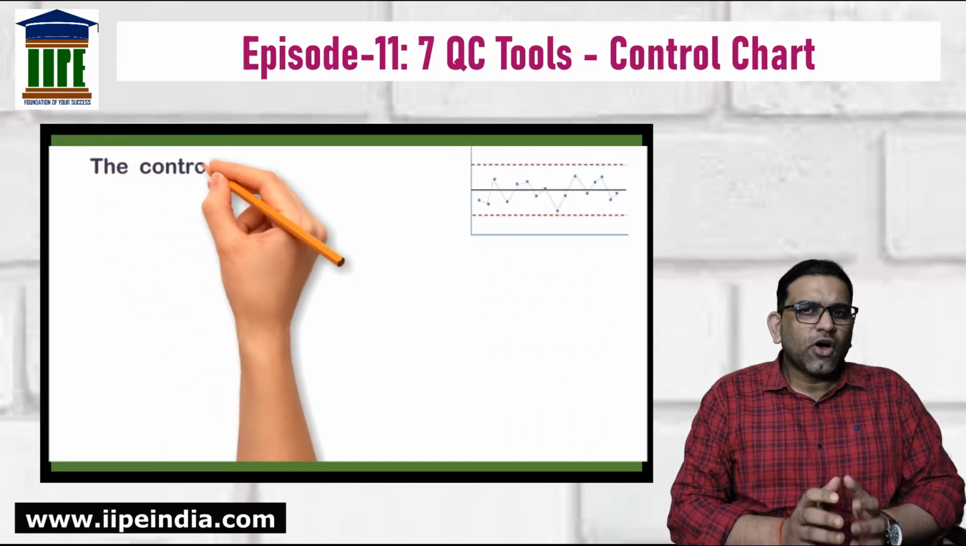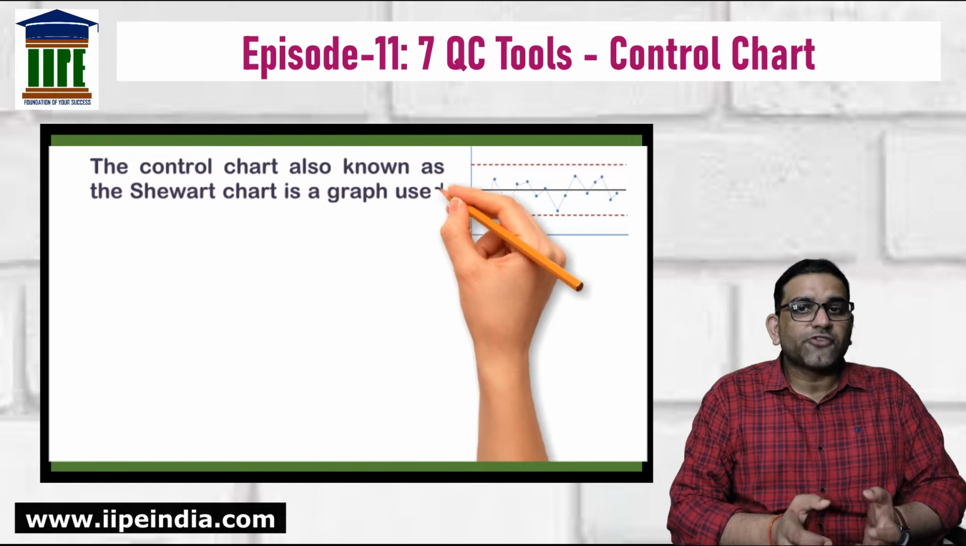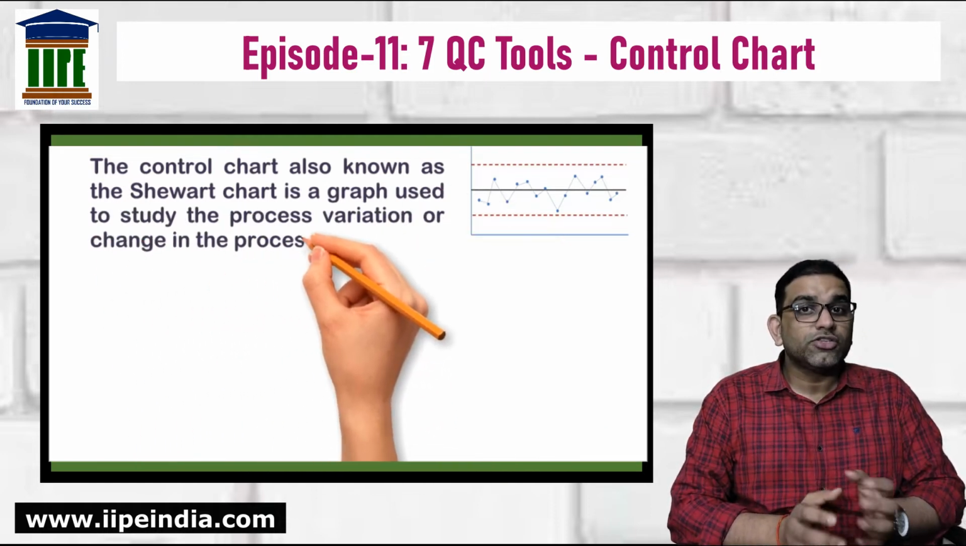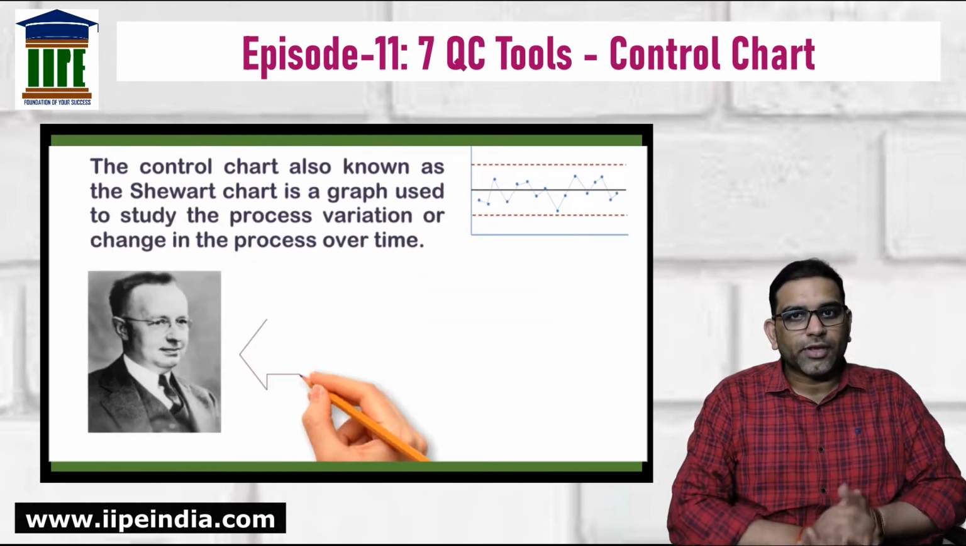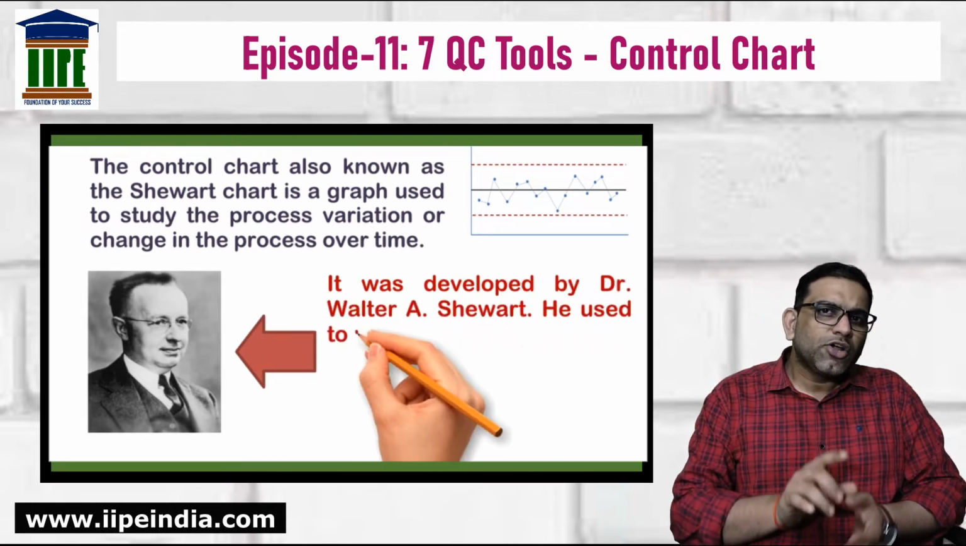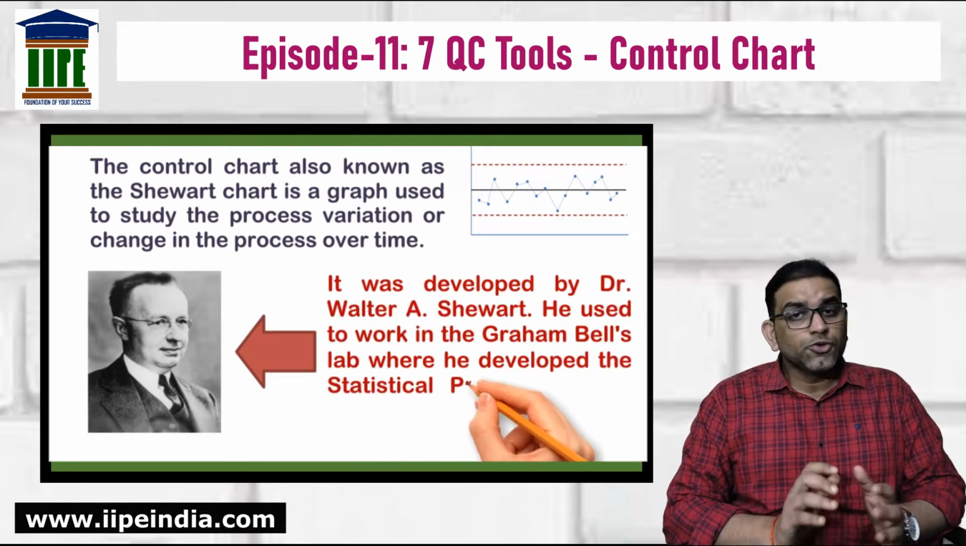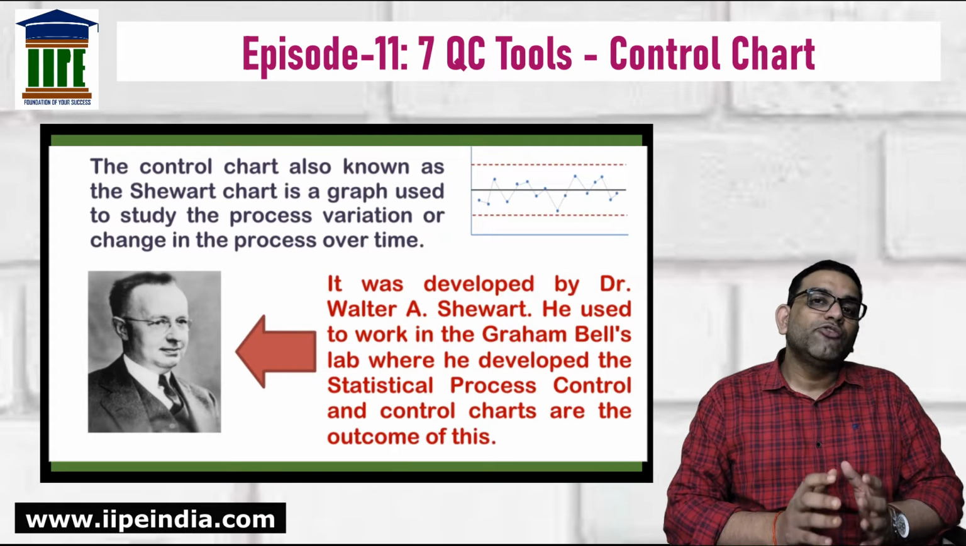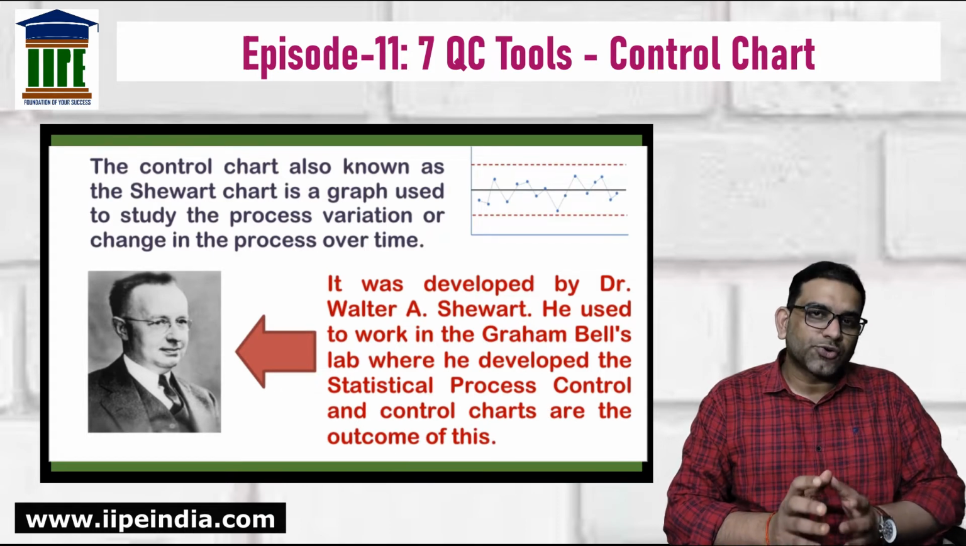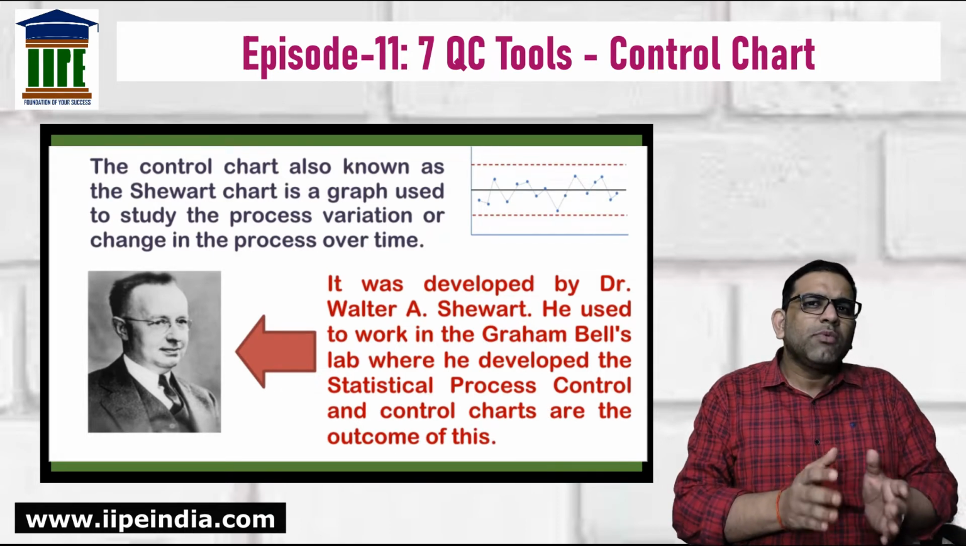The control chart, also known as the Shewhart chart, is a graph used to study the process variation or change in the process over a period of time. It was developed by Dr. Walter A. Shewhart. He used to work in the Bell Labs, where he developed statistical process control, and control charts are the outcome of his work.